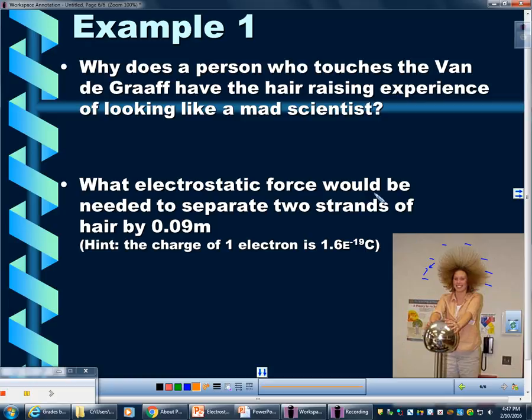So because we have all electrons trying to spread out or repel, we get that hair-raising experience.